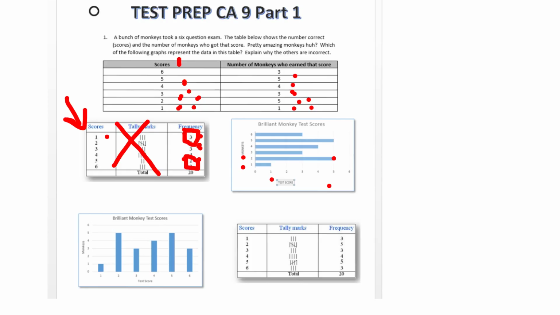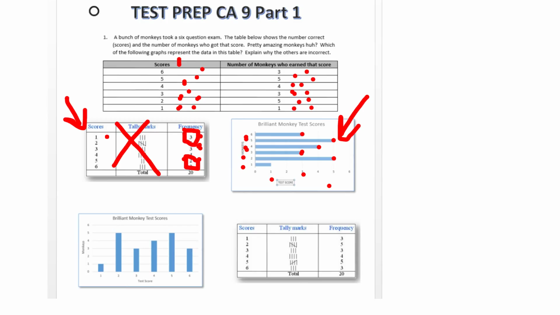When the score is equal to 3, the number of monkeys who earn that is 3. Hey, we're finding a great match here. When the score is equal to 4, the number of monkeys who earn that score is 4 as well. Wow. When the score is equal to 5, the number of monkeys who earn that score is 5. Hey, is that looking like a really good possibility? And when the score is equal to 6, the number of monkeys who earn that score is 3. Guess what? This graph seems to match perfectly.